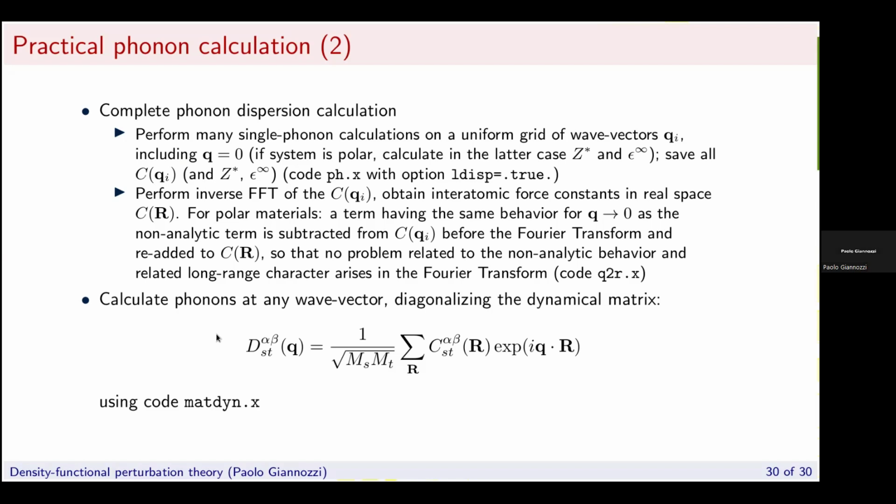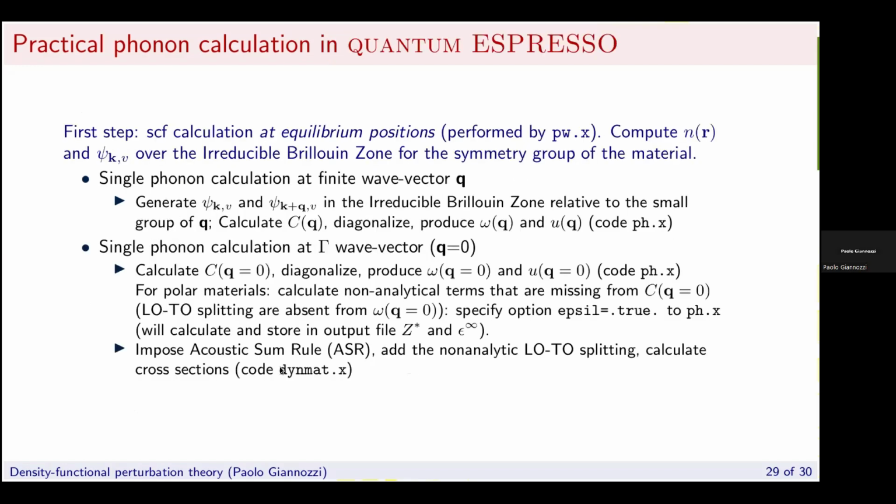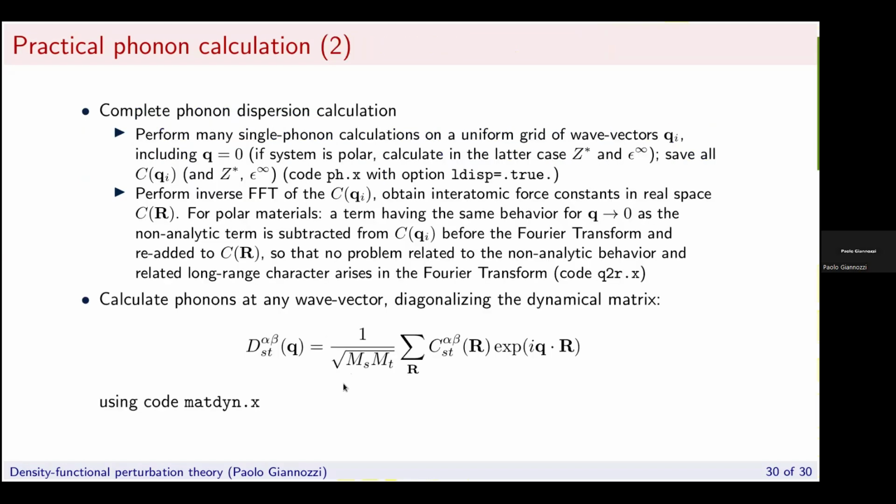It's slightly confusing because this last code is called matdyn, and the previous one that imposes the acoustic sum rule and adds the LO-TO splitting is called dynmat. So don't mix up the two.